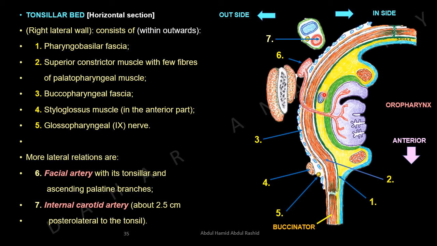Now the structures forming the tonsillar bed are: number 1, pharyngobasilar fascia, this green layer. As you know, pharyngobasilar fascia is attached to the base of the skull.